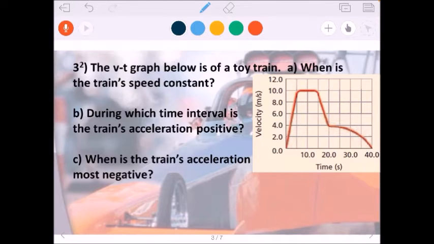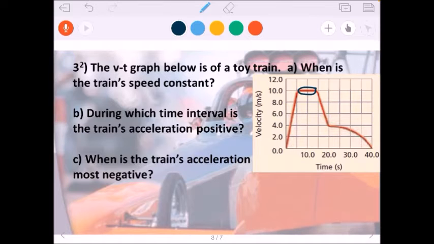The velocity time graph below is of a toy train. When is the train's speed constant? The train's speed is constant right in this area here. I would say that's between maybe 6 seconds and 13 seconds. The book has between 5 and 15.